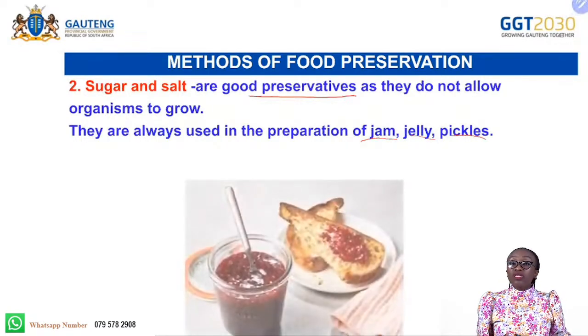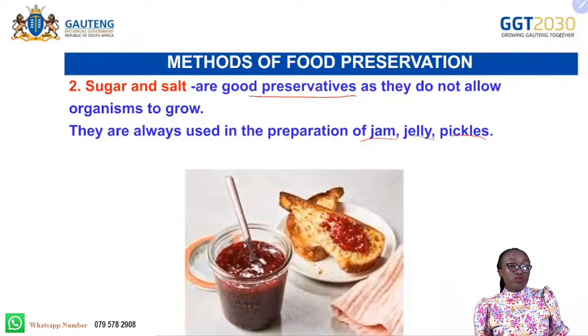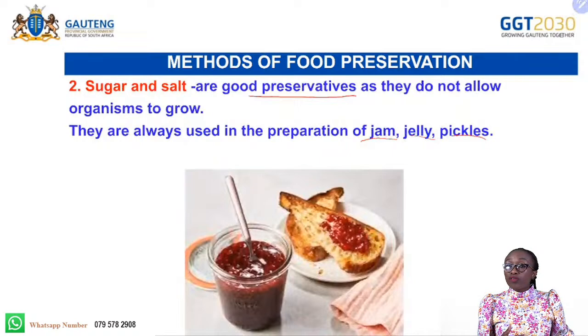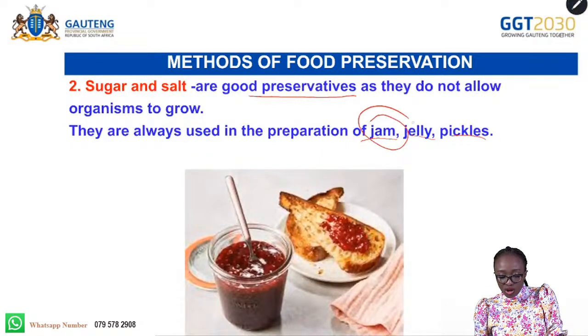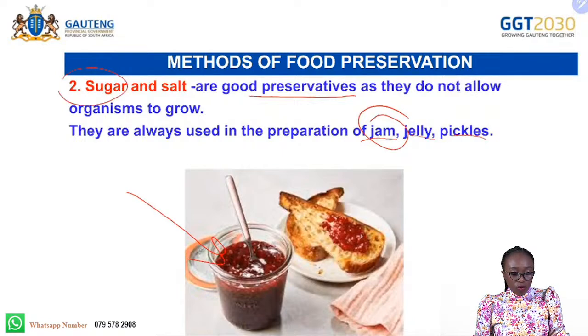So jam is essentially made from fruits. So lots of sugar is mixed with fruits and then they are boiled for a long time to make jam. And this is another way to preserve fruits. So jam is actually preserved fruit. With pickles, they use salt to make different kinds of pickles. So using salt and sugar is actually a very good way to preserve fruit.